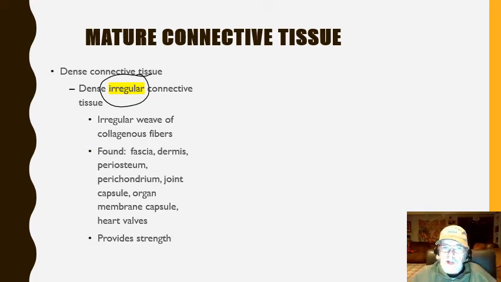So in dense irregular connective tissue, there's an irregular weaving of all these collagen fibers. We find this in fascia. What's fascia? If you look at a muscle, it's actually in a bag. That bag is called the, quote, fascial bag. It's sort of like a dense irregular connective tissue around it that holds it together. So we find this dense irregular connective tissue in fascia, in the dermis, which is below the epidermis.